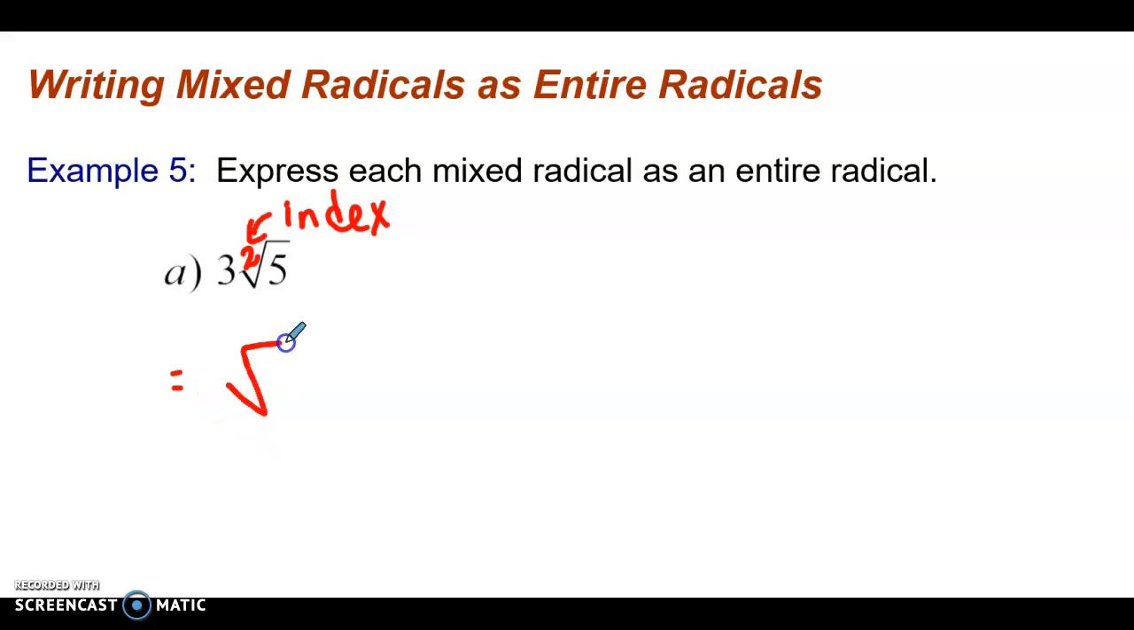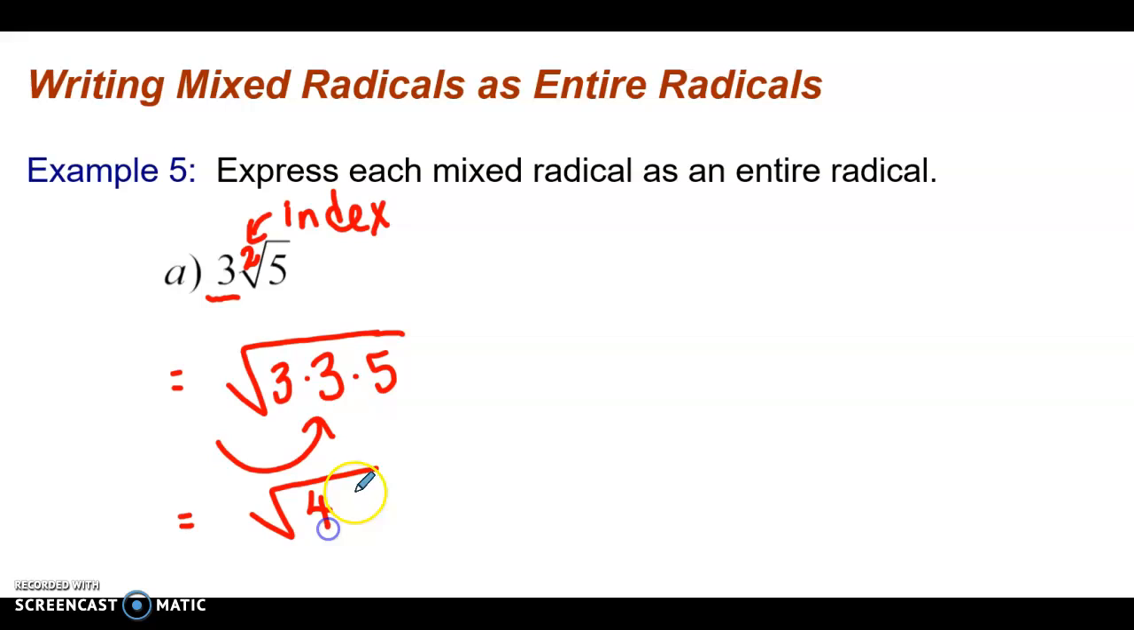As a general rule, to rewrite a mixed radical as an entire radical, we are going to take the number outside the radical, move it inside the radicand, and write it the number of times of the index. So we're going to rewrite 3 two times, and we're going to multiply that by the number already inside the radicand of 5. 3 times 3 times 5 is 45. 3 root 5 can be written as root 45.